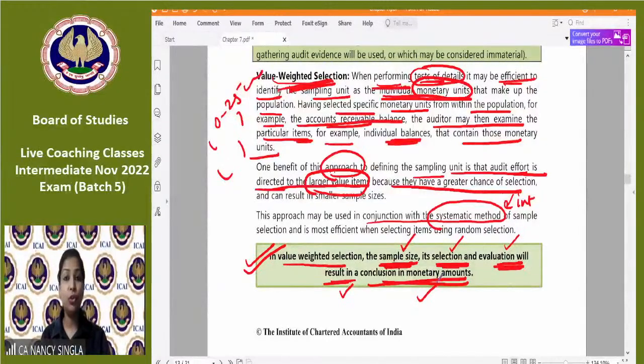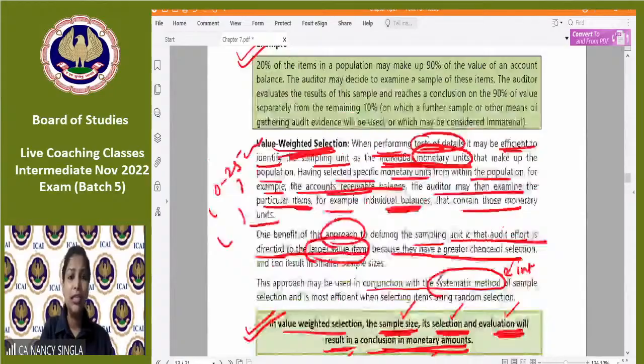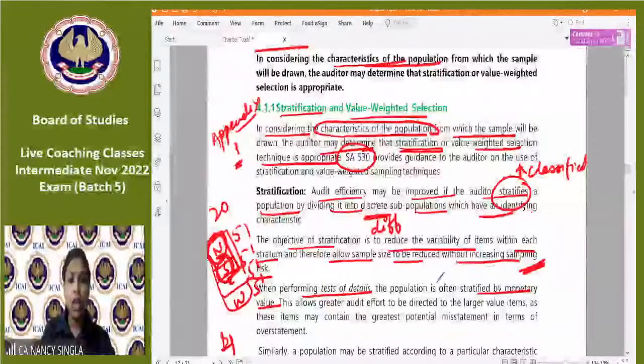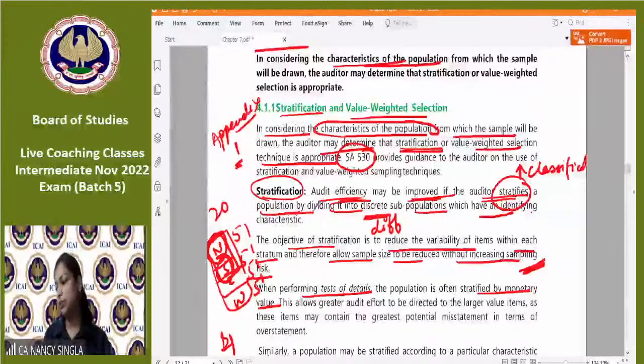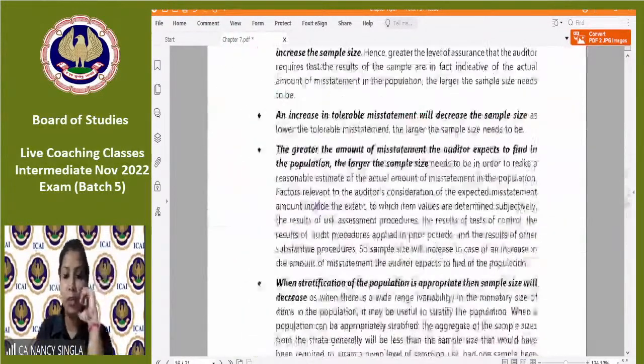Aditi, yes. If you do not stratify the population, though stratification is appropriate, then you will not get good results. Because there is variability. See, it is mentioned here also. Audit efficiency with respect to stratification: audit efficiency may be improved if the auditor stratifies the population. Okay? So Karthik is saying the concept is clear, but I need more of your replies, whether you are able to understand or not.